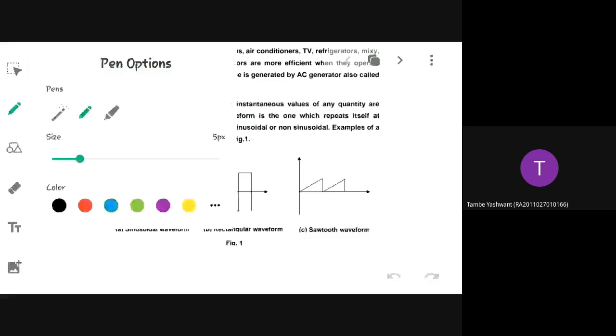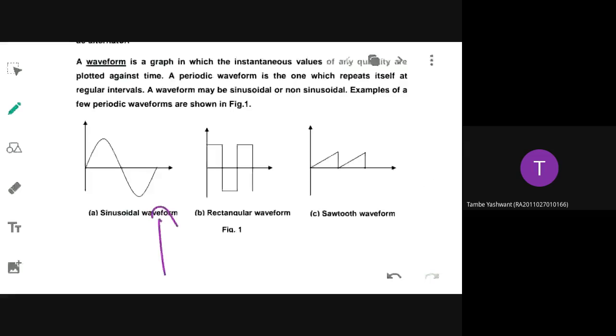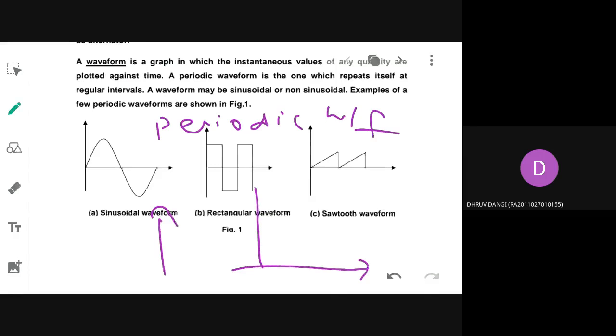If you refer to these waveforms, all are periodic waveforms only. Why are they called periodic waveforms? Because after a certain time they repeat themselves. If you consider this waveform, it represents DC, that is direct current. No matter what the time is, the magnitude will always remain constant. That is why it is called direct current.